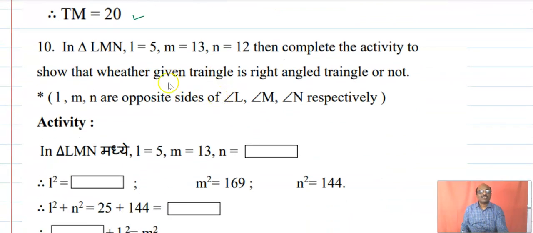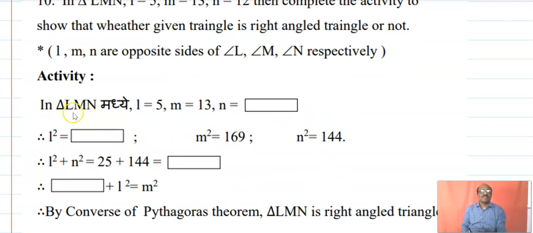I will take the next question. In triangle LMN, L is equal to 5, M is equal to 13, and N is equal to 12. Then complete the activity to show whether the given triangle is a right angle or not. L, M, N are the opposite sides of angle L, angle M, angle N respectively. In the triangle, what is your LMN? L is equal to 5, M is equal to 13, and N is equal to 12. म्हणजे फक्त नॉर्मल आपल्याला बघून बघून तिथे लिहायचं आहे.